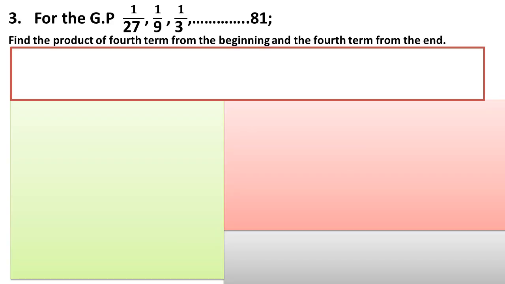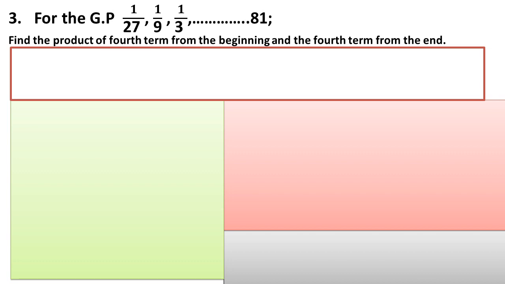Question number 3. For the GP 1 by 27, 1 by 9, 1 by 3 and so on, the last term is 81. Find the product of fourth term from the beginning and the fourth term from the end. So we have to consider 3 different steps for this problem.